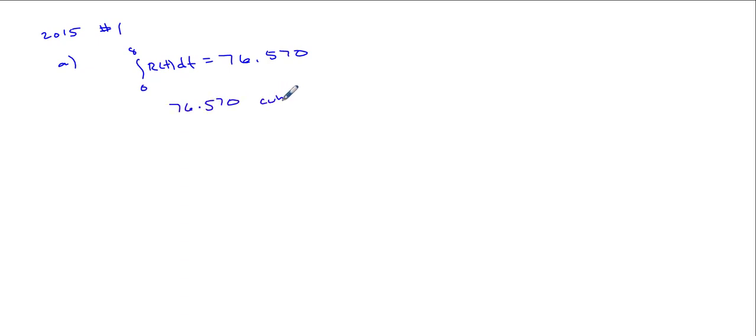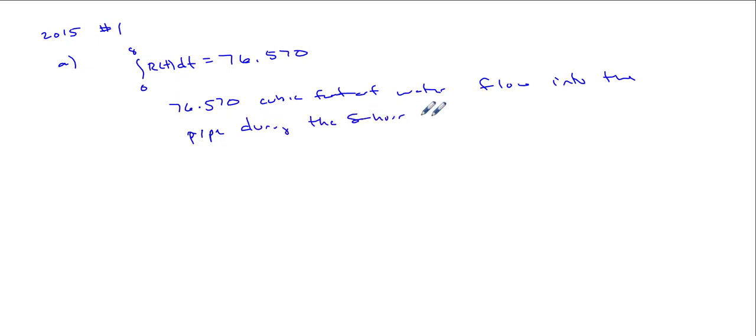76.570 cubic feet of water flow into the pipe during the 8-hour time interval 0 to 8. And you could write the time interval the way they did in the question. That's fine.